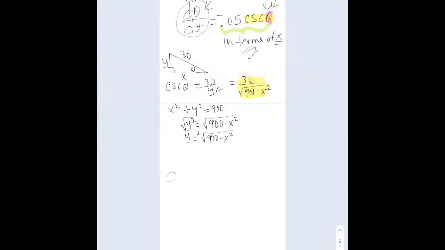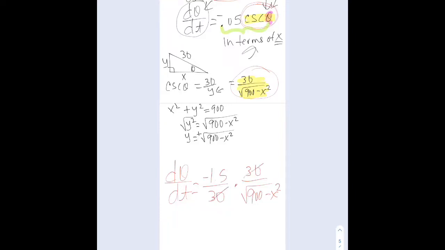So I get that dθ/dt is equal to, and I am going to go back and rewrite it in terms of its fraction form, negative 1.5 over 30. Then I'm going to replace the cosecant of theta with our 30 over the square root of 900 minus x squared. So then the 30s cancel.